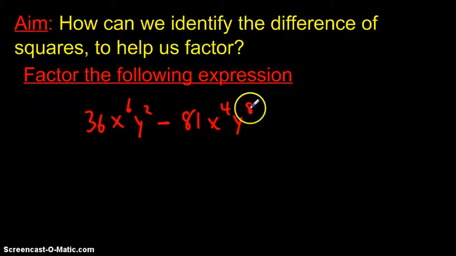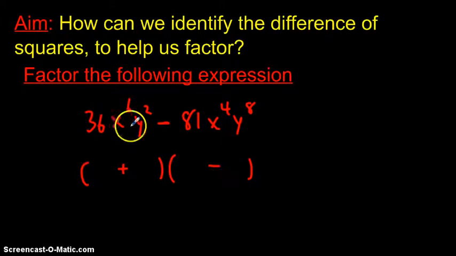Now, if it doesn't have a square root, that doesn't mean you can't take the difference of squares. It just means you won't get a whole number when you do so. So, our factors, as we said, will be plus and minus, or minus and plus, doesn't matter. The square roots of the first term, and the square roots of the second term.